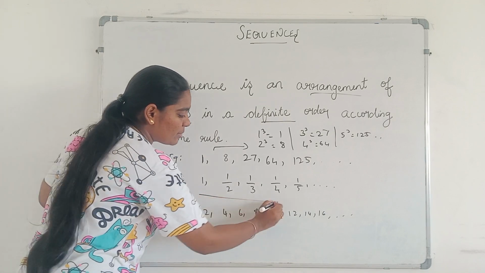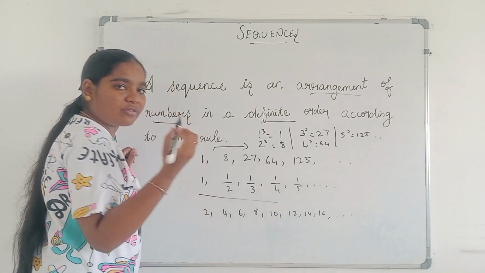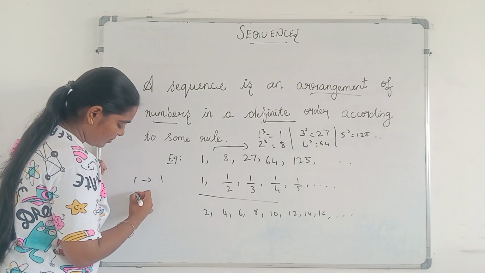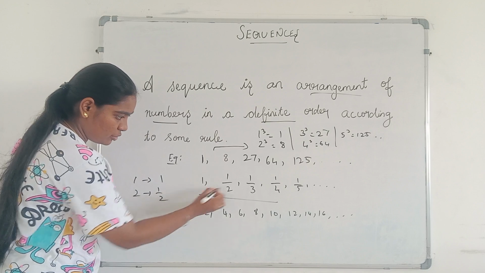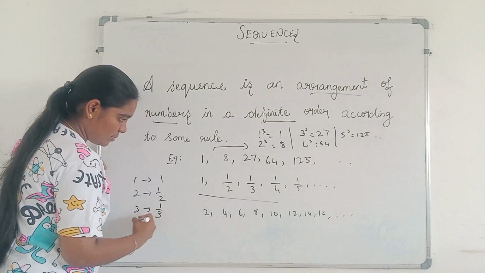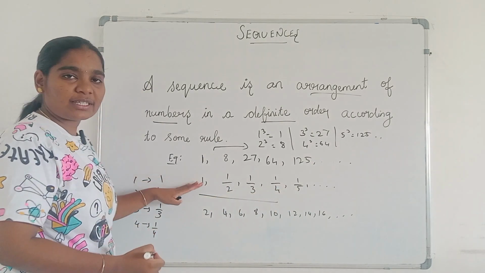Second, these numbers form a sequence because they are reciprocals of the natural numbers. The reciprocal of 1 is 1, the reciprocal of 2 is 1 by 2, the reciprocal of 3 is 1 by 3, the reciprocal of 4 is 1 by 4. So, these form a sequence.